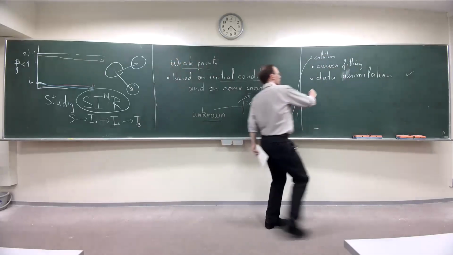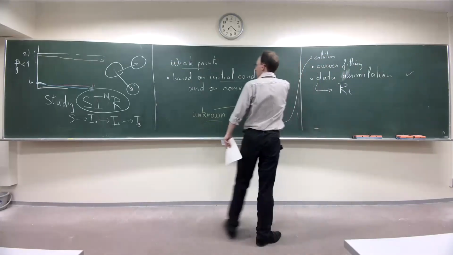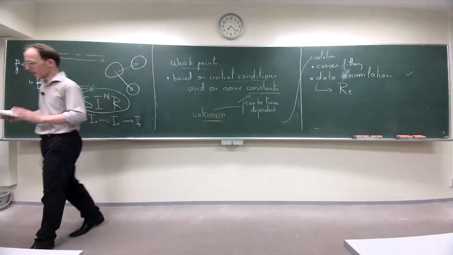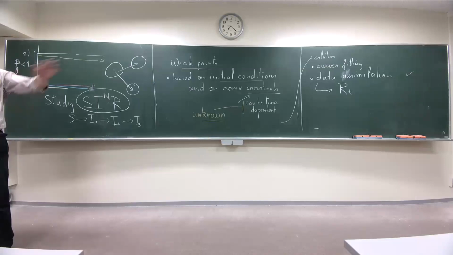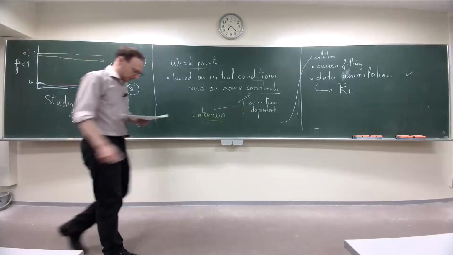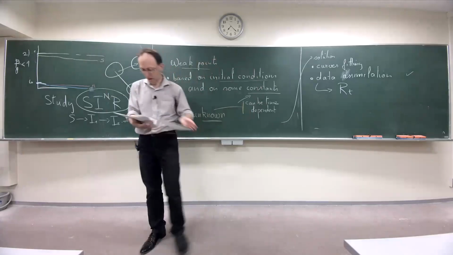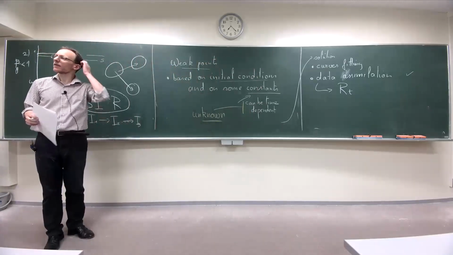In particular, you can get what is called the reproduction number. I mentioned R0, which is the basic reproduction number, but now you can make it time dependent. And indeed, during the COVID period, knowing this as a function of time was a big issue. So there are plenty of improvements. This is just the basic thing. Any question or remark? Yes.